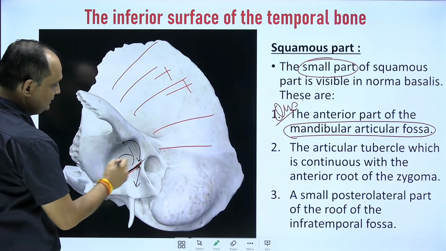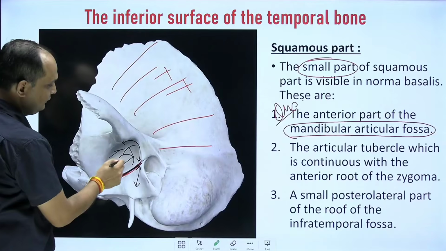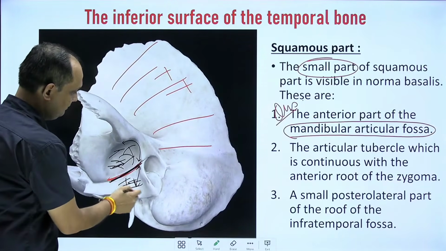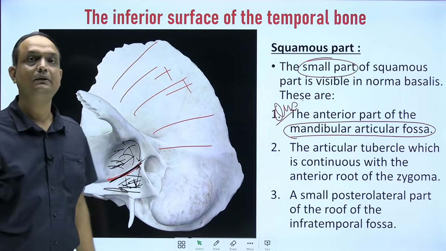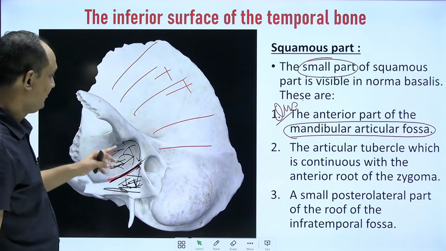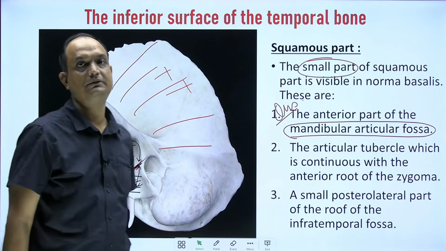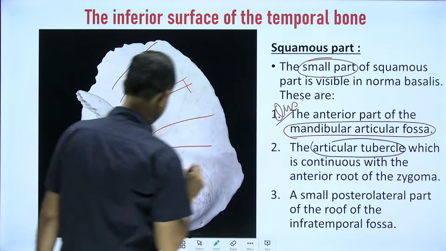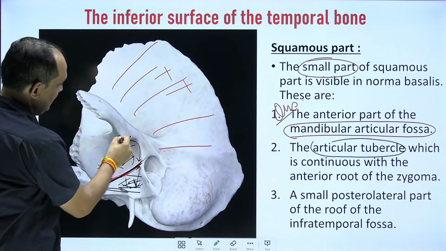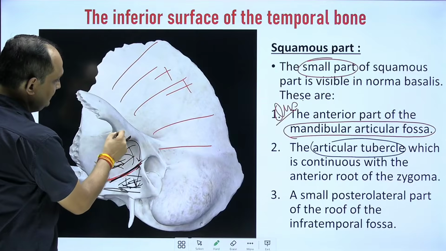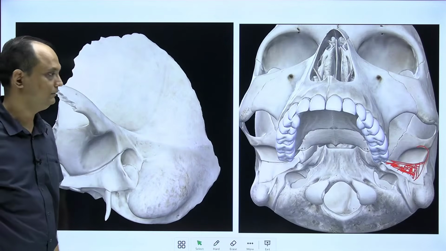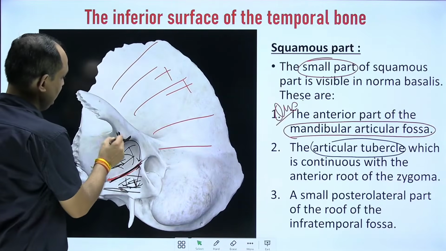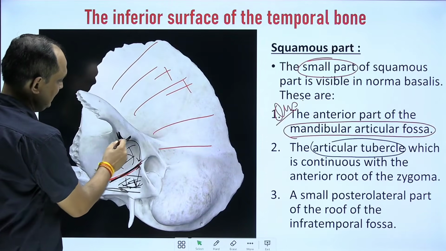Now anterior to the fissure, this mandibular fossa is formed by which bone? Answer is squamous part. Behind the fissure, this area is formed by which bone? Answer is tympanic plate, or tympanic part of the temporal bone. This is the first thing visible in the norma basalis. Second, there is an articular tubercle, and this articular tubercle is again a feature of the squamous part of the temporal bone. It continues anteriorly with the anterior root, the anterior root of the zygoma.